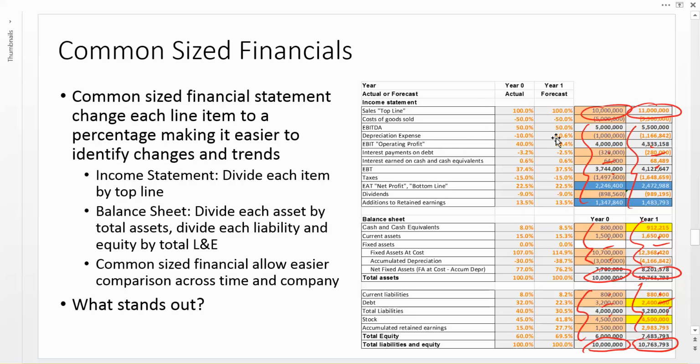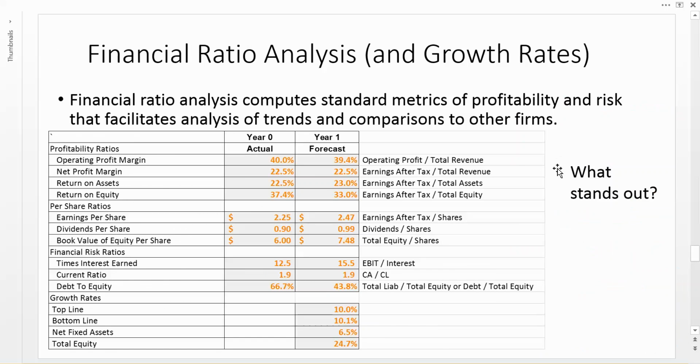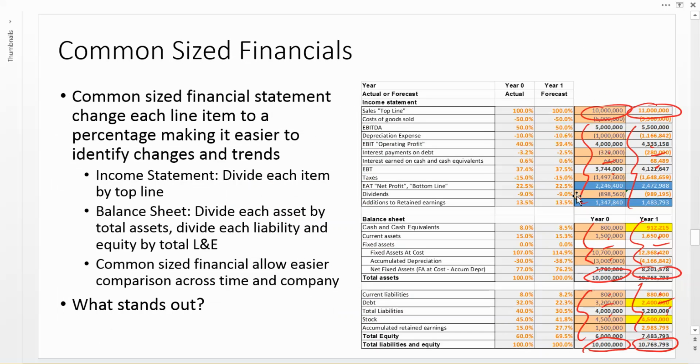And now you can see exactly what changed. Oh, depreciation expense went up as a percentage of sales. Operating profits went down as a percentage of sales. Looks like my interest on debt's gone down because I paid off my debt. Looks like my overall earnings after taxes are unchanged as a percent of sales. So that really lets you focus in on what's changed.